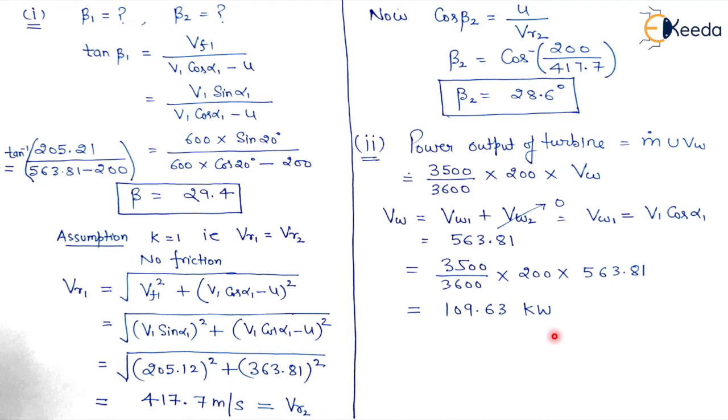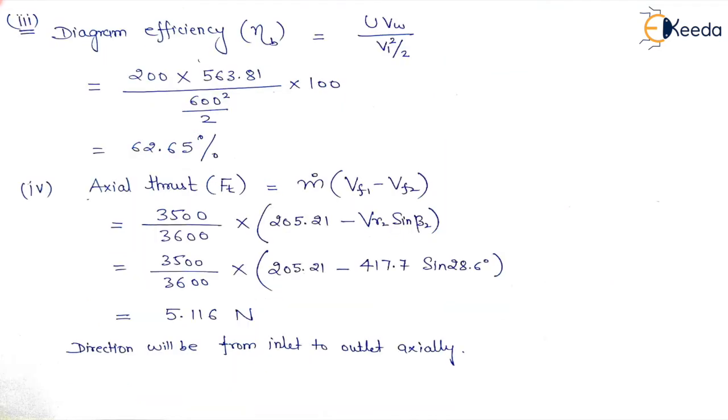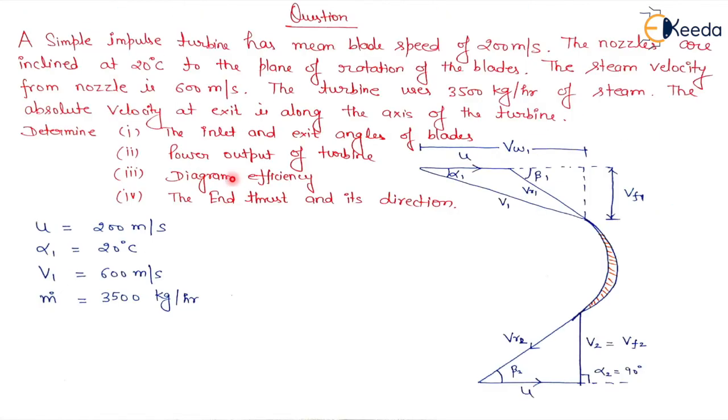Now let's see the third part of this question, diagram efficiency. You know the formula for diagram efficiency is U VW by V1 square by 2. You know the value of U VW, we got 563.81, divided by V1 square by 2. V1 is 600 square by 2 into 100. After solving this, we will get diagram efficiency 62.65%.